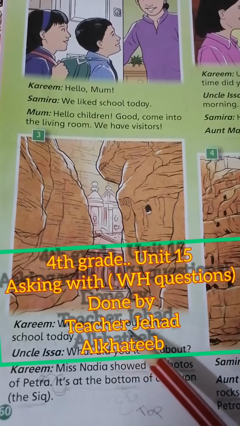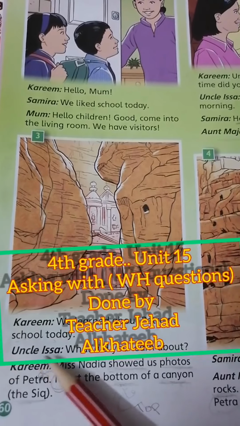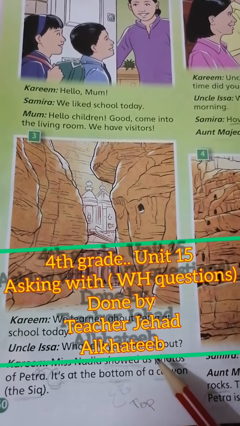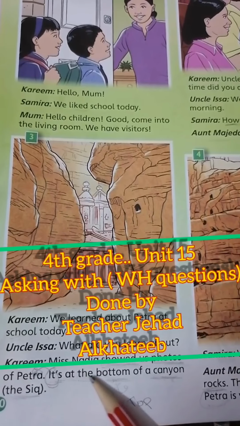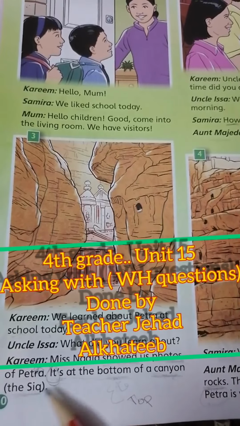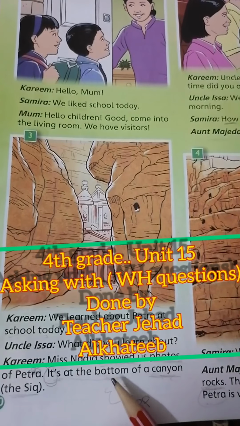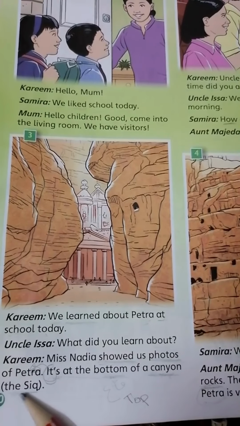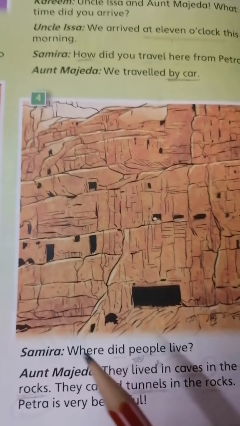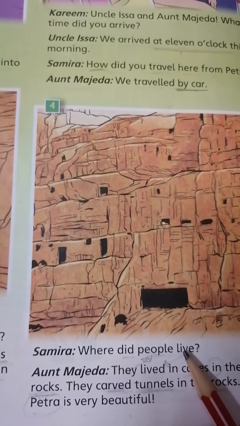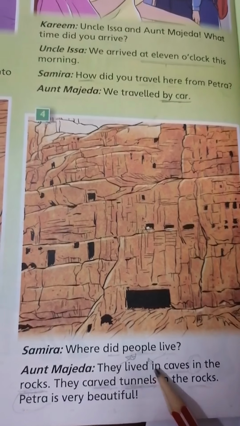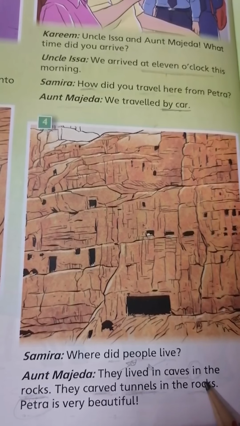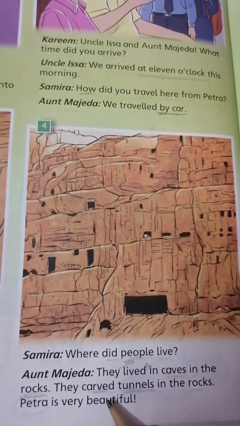Karim, we learned about Petra at school today. Uncle Isa, what did you learn about? Karim, Miss Nadia showed us photos of Petra. It's at the bottom of a canyon, the Siq. Samira, where did people live? Aunt Majida, they lived in caves in the rocks. They carved tunnels in the rocks. Petra is very beautiful.